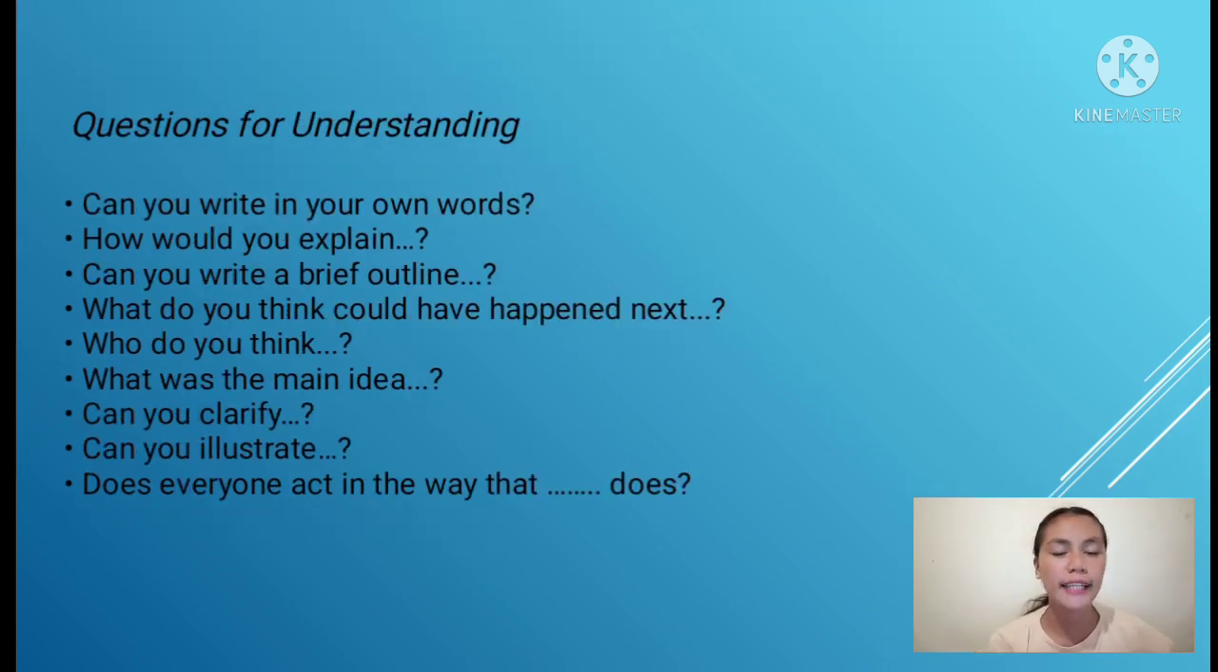Questions for understanding. Can you write in your own words? How would you explain? Can you write a brief outline? What do you think could have happened next? Who do you think? What was the main idea? Can you clarify? Can you illustrate? Does everyone act in the way that?